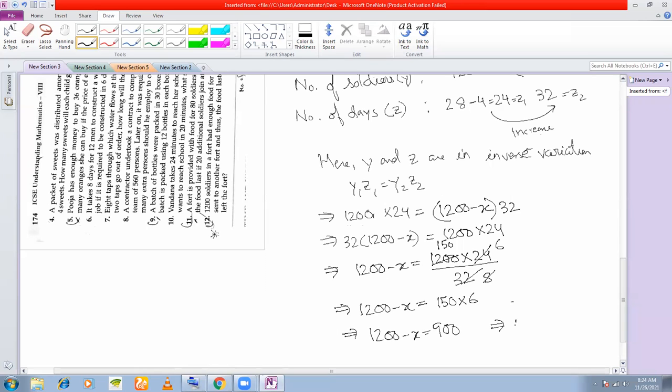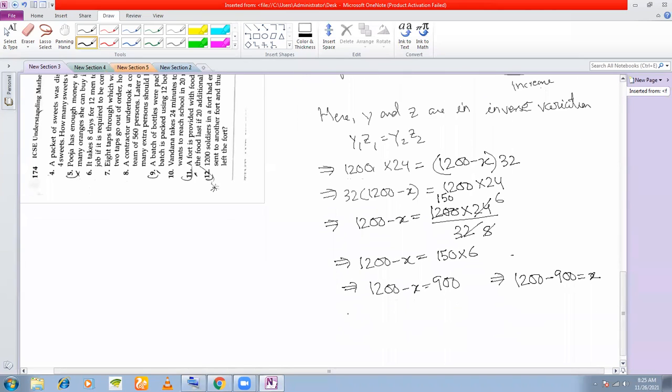That means, taking 900 to the other side, 1200 minus 900 is equal to X. That means 300 must be equal to X. That means X is equal to 300. So how many soldiers leave? 300 soldiers leave after 4 days. Okay. So that is it, and I conclude this topic here.